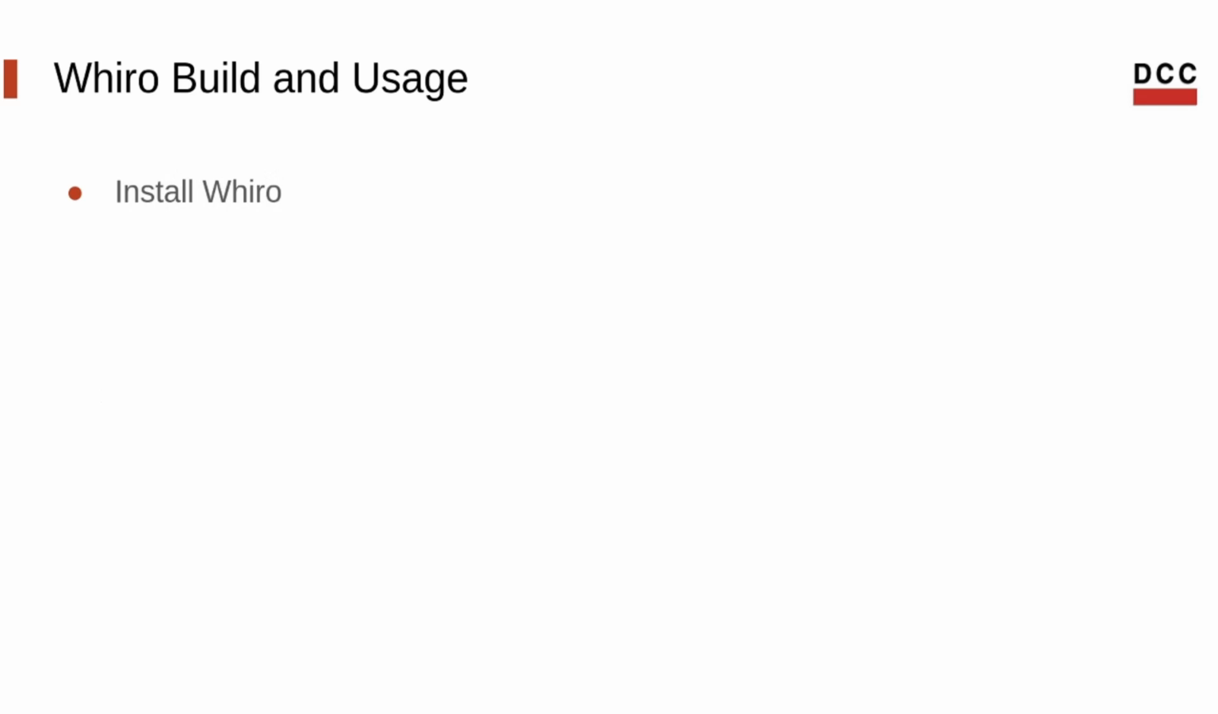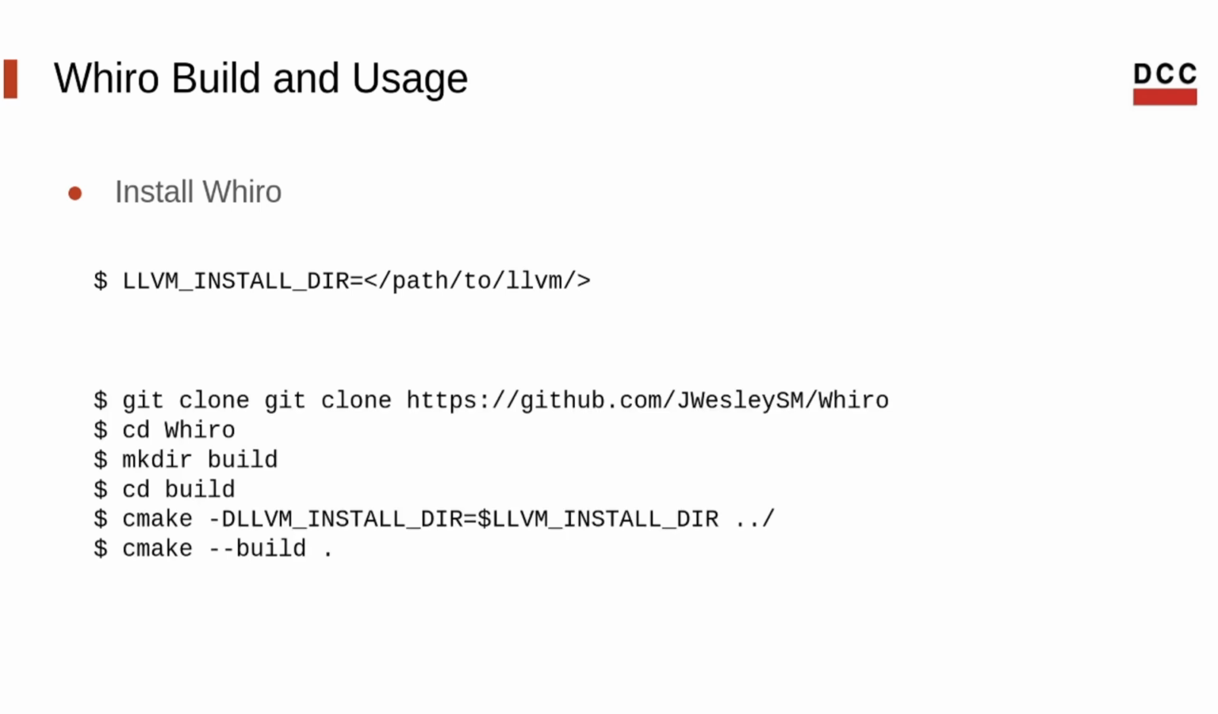Now to install Whiro, we follow a similar process. First, set some environment variables to tell CMake where to find your LLVM installation, then type the commands on the screen to install Whiro.